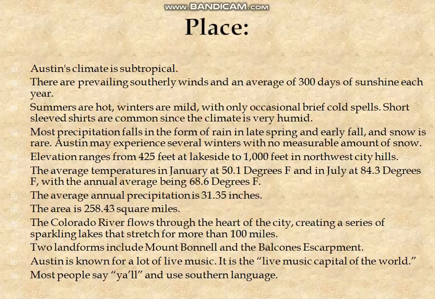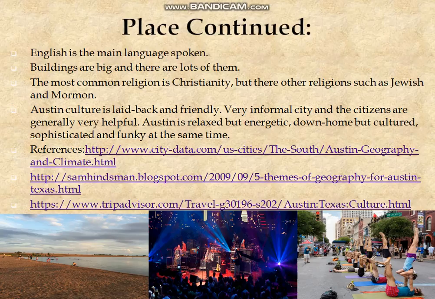Austin is known for a lot of live music, which is called the live music capital of the world. Most people say y'all and use Southern language because it is in the South, and English is the main language spoken, obviously. The buildings are very big, there are lots of them. The most common religion is Christianity, but there is Jewish and Mormon. And the people in Austin are very laid back and friendly, and it's just like a very homey place to be.